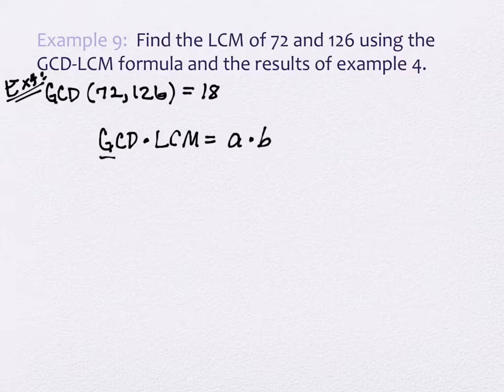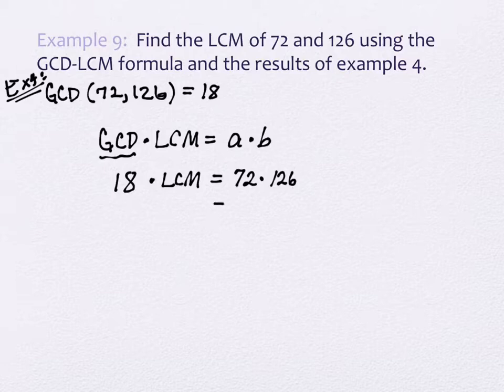Well, we know the GCD. That's what I just found, 18. And we know our two numbers. What are our two numbers? 72 and 126. So I should be able to find this one missing piece, the LCM, by using that. So somebody tell me, what is 72 times 126? We'll start there, because those two numbers are just multiplied, simple, in your calculator kind of stuff. 9,072? Awesome.